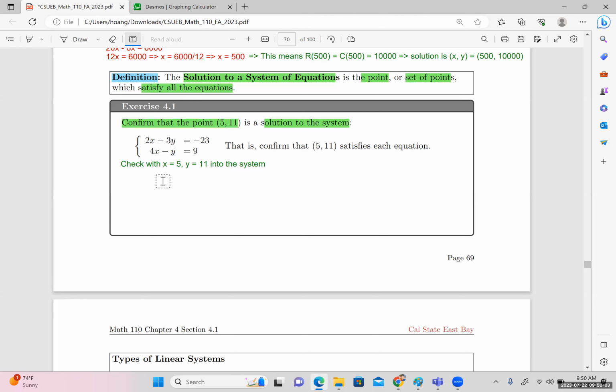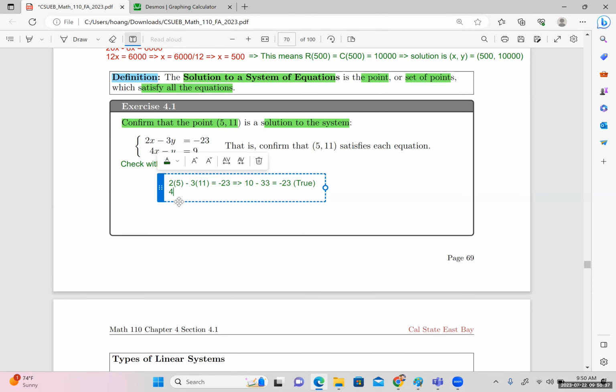For equation number 1, we have 2 times 5 minus 3 times 11, and the right-hand side is negative 23. Is that a true statement? Let's simplify: 10 minus 33 equals negative 23 and negative 23. Yes, it is true. So the first one is good.